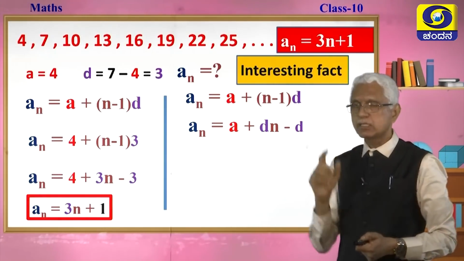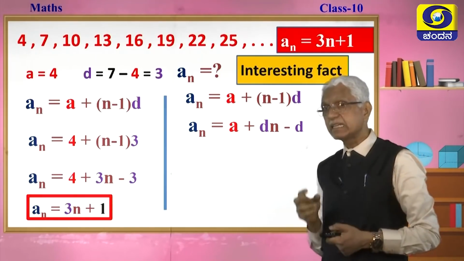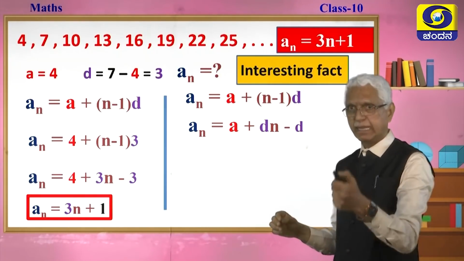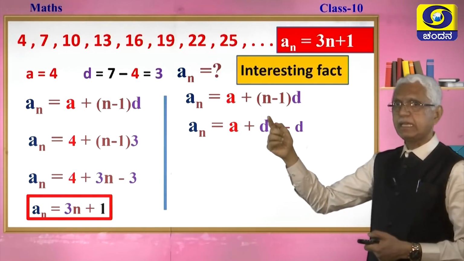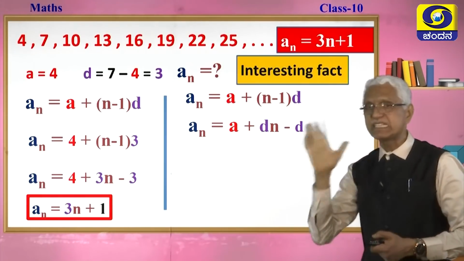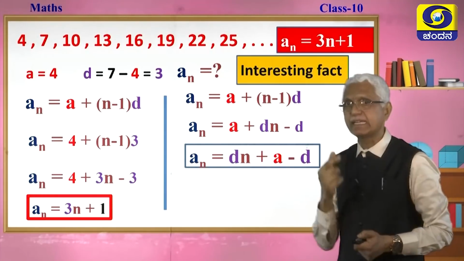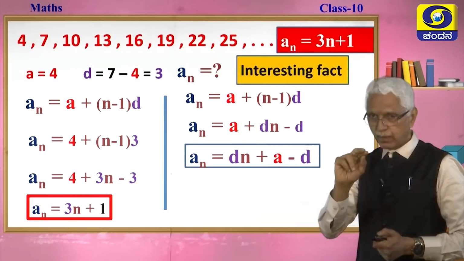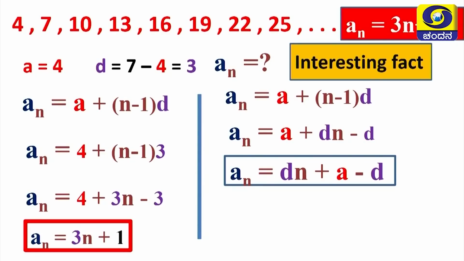Observe, an is equal to a plus n minus 1 into d, everybody agrees. Now, what have I done? I have removed the bracket, a plus d into n, dn, correct? Then d into minus 1 minus d. Please observe what is happening here. How did I manipulate it? I wrote it as dn plus a minus d, correct? So, in the problem an is equal to 3n plus 1. In the general formula an is equal to dn plus a minus d.